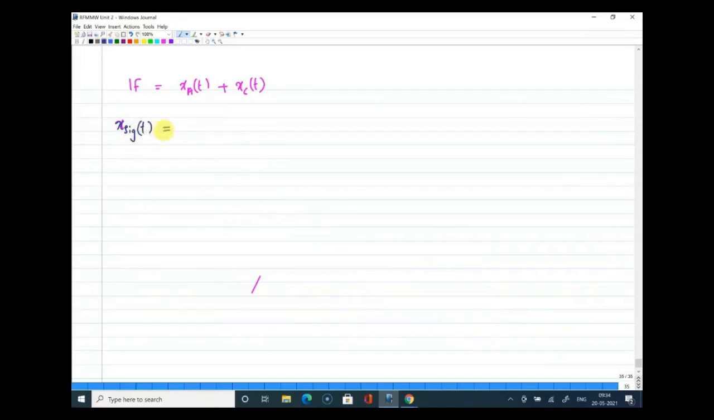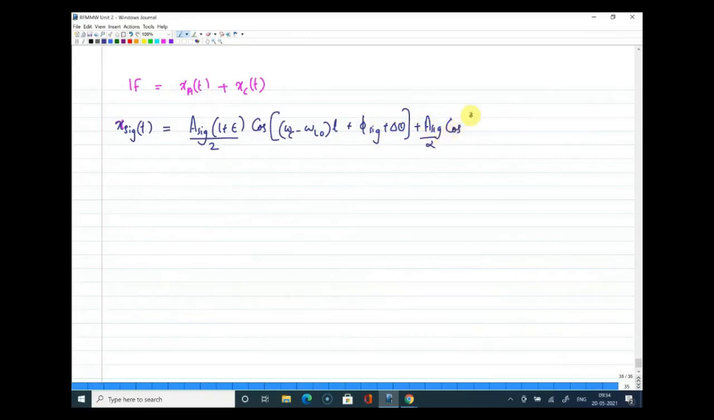So if I write the signal component in the IF, I can write the signal component as A signal by 2 times 1 plus epsilon, cos of omega C minus omega LO into t plus phi signal plus delta theta, plus A signal by 2 cos of omega C minus omega LO into t plus phi signal. So this is the signal component at the IF.